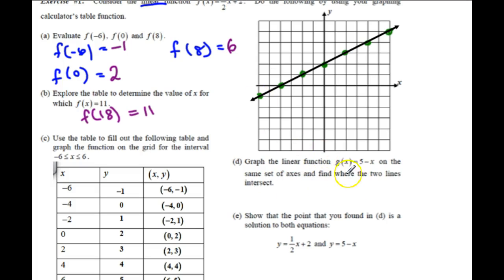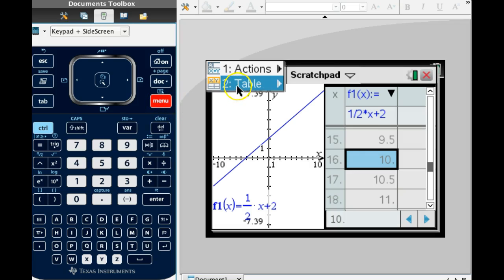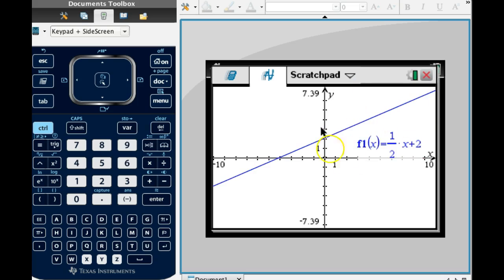Now it says graph the function g of x. Graph the function g of x is equal to 5 minus x on the same axis, and find where the 2 points intersect. So first of all, I'm going to go back to my calculator, and I want to get rid of this table. I don't want to see that anymore. So I go to menu. I want to go to table, remove table. This is all I see.